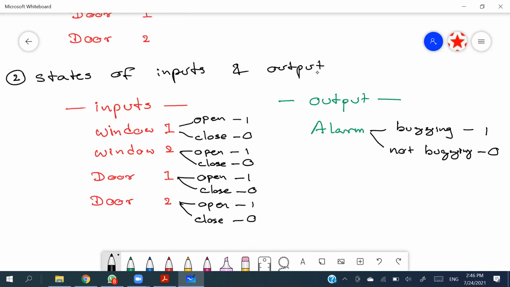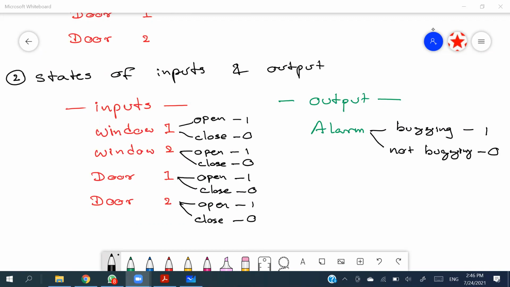And why are we thinking about the states? Because we are going to work with the logic gates, right? Is it clear, everyone? Great. All right.